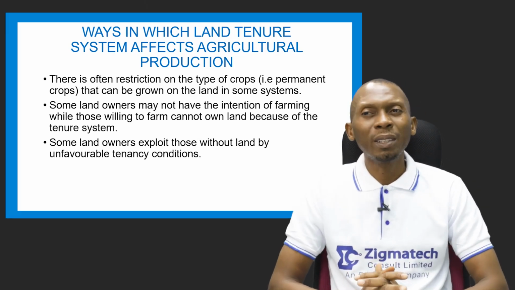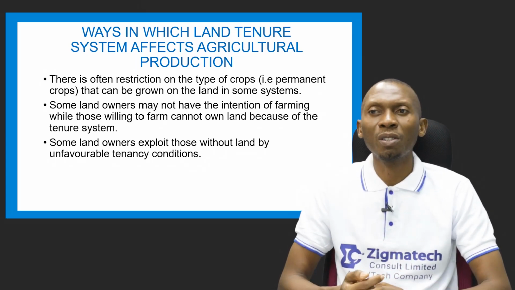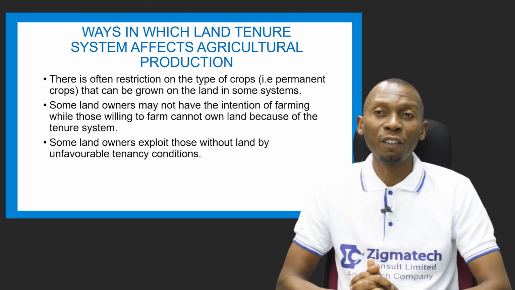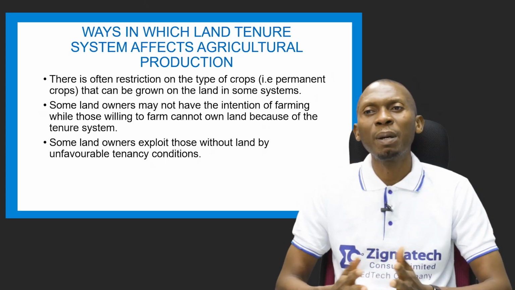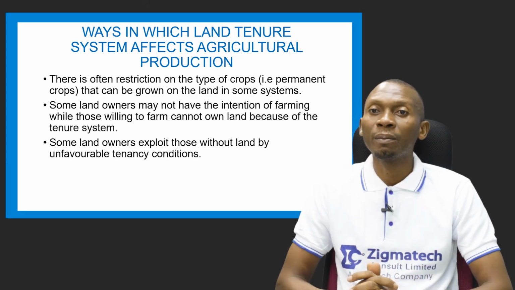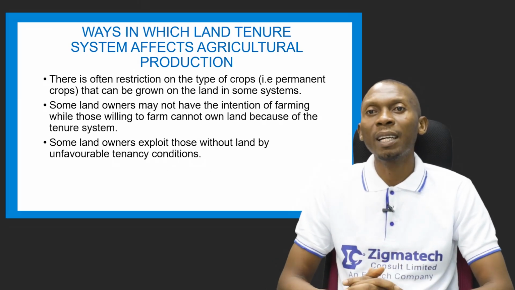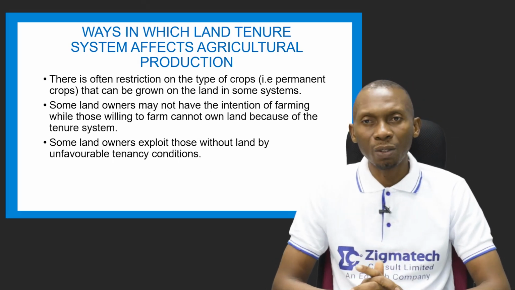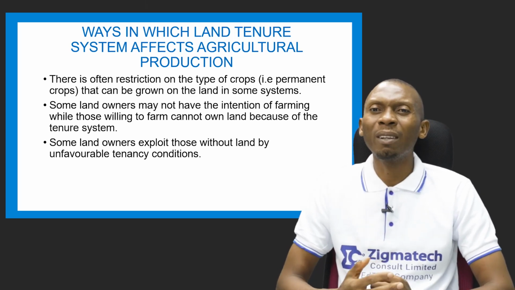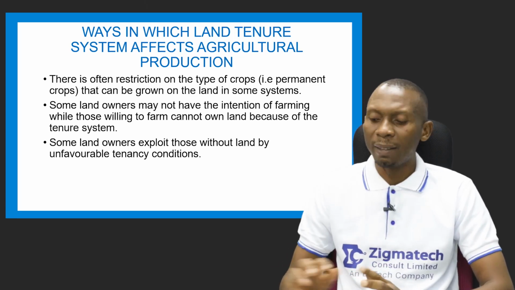Some landowners may not have the intention of farming, while those willing to farm may not be able to do so because of the tenure system. Especially under freehold or purchase, the farmer may buy the land but may not have the intention of going into farming, while some who have the intention may not be able to own the land. So that's another effect of the tenure system on agricultural production. And some landowners also exploit those without land by giving unfavorable tenancy conditions. That's another effect.